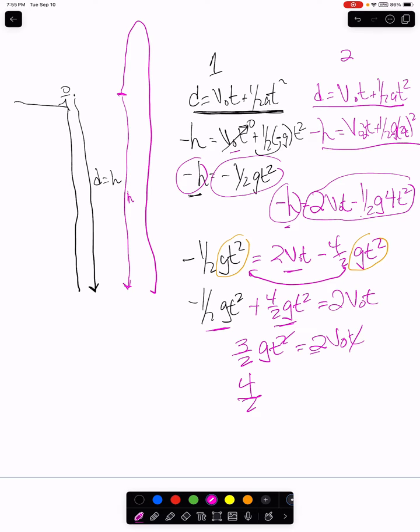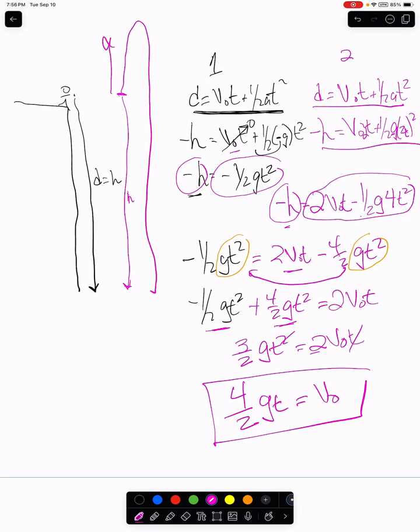3/2 GT equals V0. That bothers me. It's sloppy, and math should be elegant. 3/2 GT equals V0. It came out positive. I'm happy about that because she did throw it up, and up is positive.